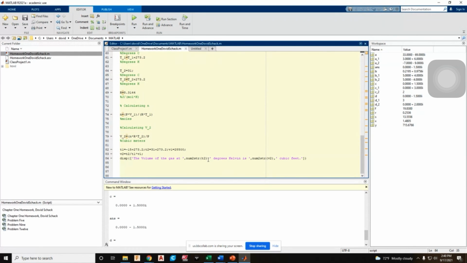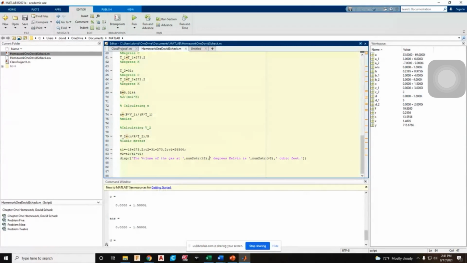And then there's another comma and then another string, which has space, degrees Kelvin is, and then another space, and then we did that again for the volume, and then after that we put cubic feet to show what the unit is, and then end bracket and parentheses.